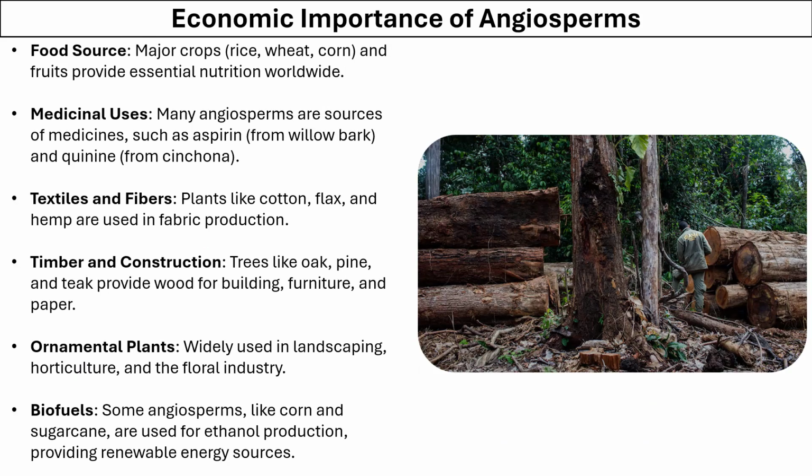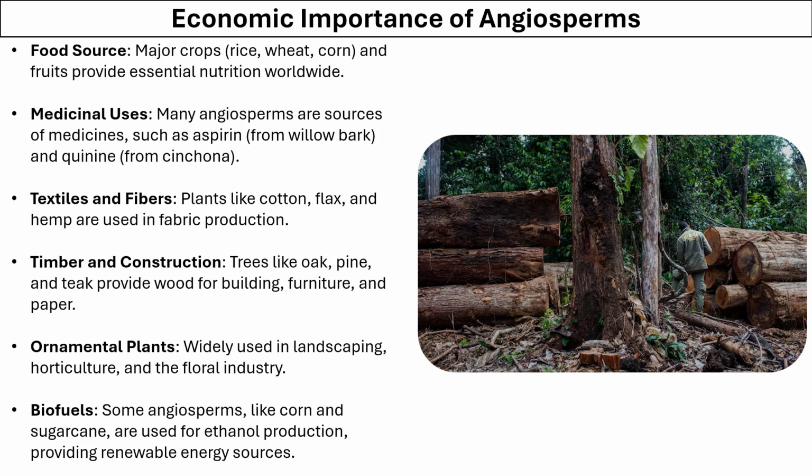Angiosperms are not only a rich source of food, they are also a rich source of medicine. For example, from the willow bark we obtain aspirin, and from cinchona bark we obtain quinine medicines. They are also a source of textile and fiber. They also give us timber for construction material.